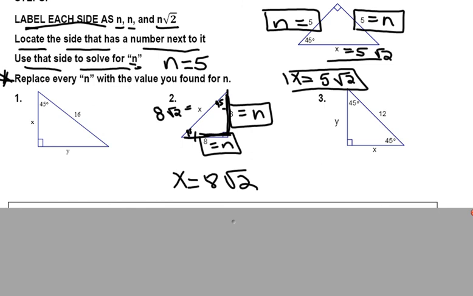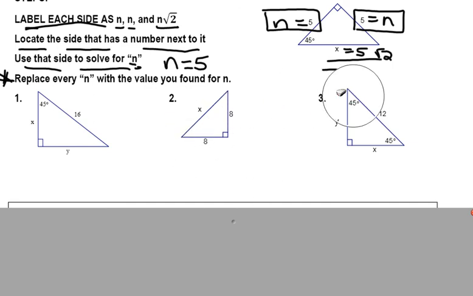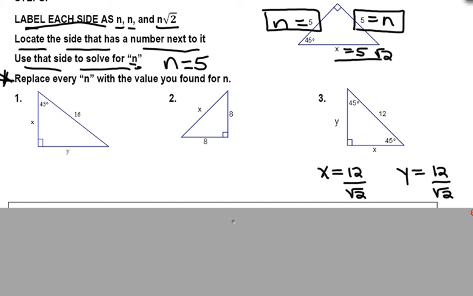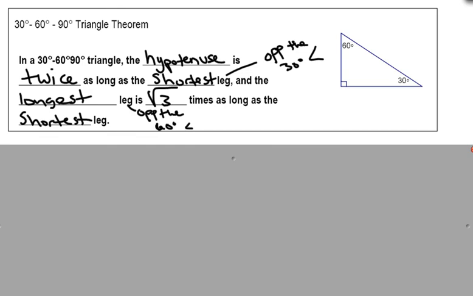Okay, now I'd like for you to give it a try. If you follow these steps carefully, you're sure to get the right answer. Let's pause the video and see if you get what I get for number 3. Okay, and you should have gotten x is equal to 12 over the square root of 2 and y is equal to 12 over the square root of 2. If you didn't get that, try again by following these steps, or ask a neighbor, or raise your hand and ask me.